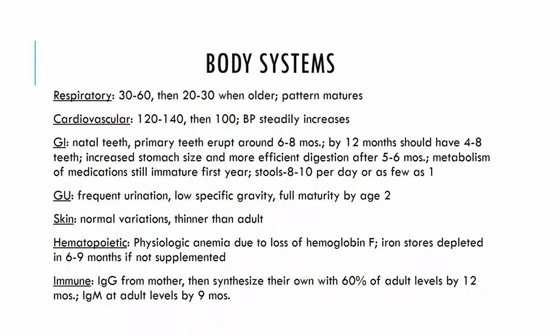Sorry, we're not finished. Urinary system, they should be having frequent urination. They should be taking in enough to have enough diapers a day. They urinate more frequently because the urine has a lower specific gravity because the renal system is still maturing. The glomerular filtration rate is still immature. Renal perfusion is immature. They don't reach full maturity until the age of 2, so they should be urinating frequently. If they aren't, then there may be a renal problem that we need to talk to the physician about.